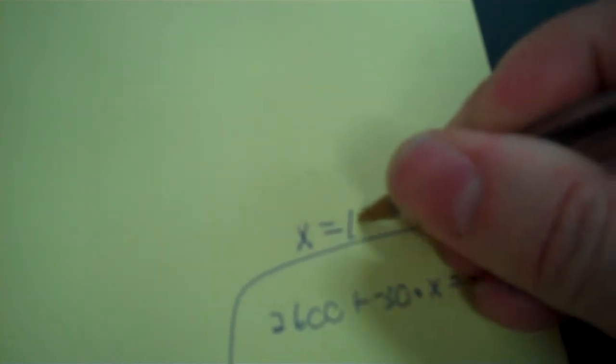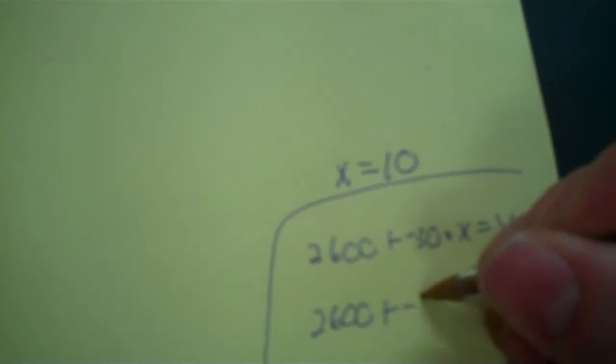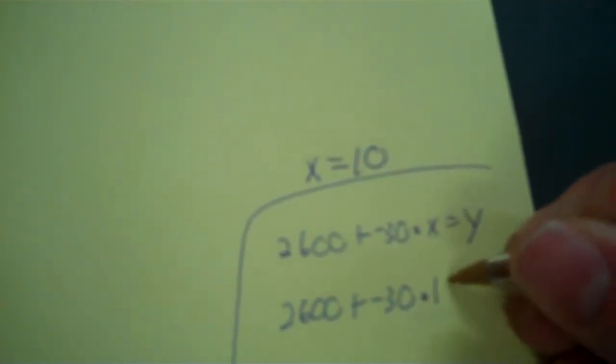You're not done. See, at the end of the problem, it says we need to find how high it's going to be after 10 seconds. So put 10 in your X column, and that means we're going to replace the X with 10, because X is seconds. So I'm going to go 2,600 plus negative 30 times 10 equals Y.